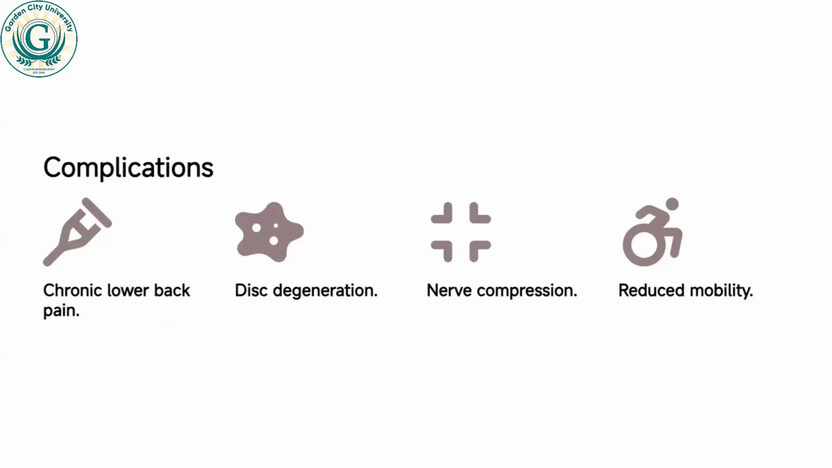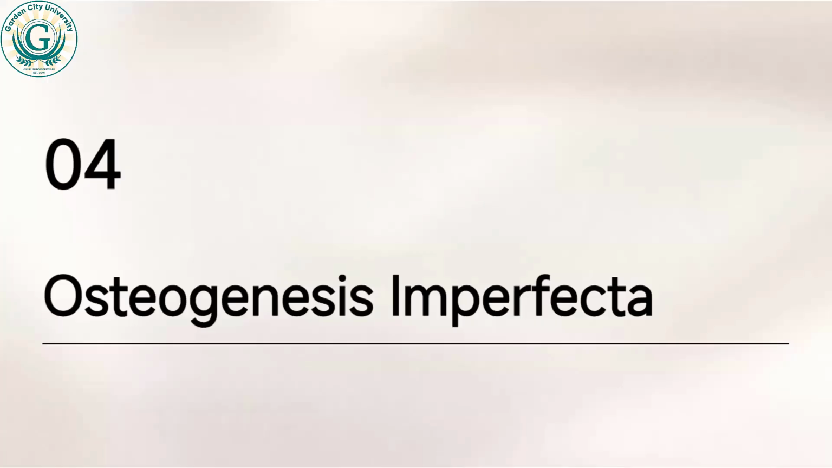So the complications: if nothing is done, the acute will lead into chronic pain. There's going to be disc degeneration. Once you're not doing anything and the nerves keep on compressing, the lordosis keeps on curving inward, it leads into disc degeneration, nerve compression, and can reduce mobility because of the protrusion of the abdominal muscles.